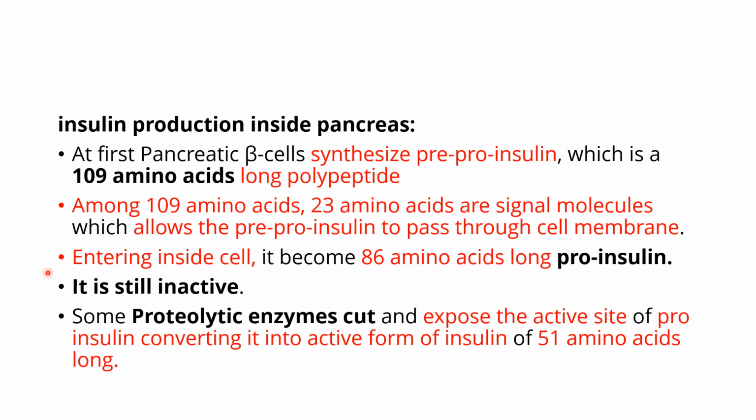Now the proinsulin is still inactive. That means it cannot act in the regulation of carbohydrate and fat metabolism. Some proteolytic enzymes have to work on this proinsulin by cutting it and exposing its active sites, hence converting it into active insulin, which has 51 amino acids.